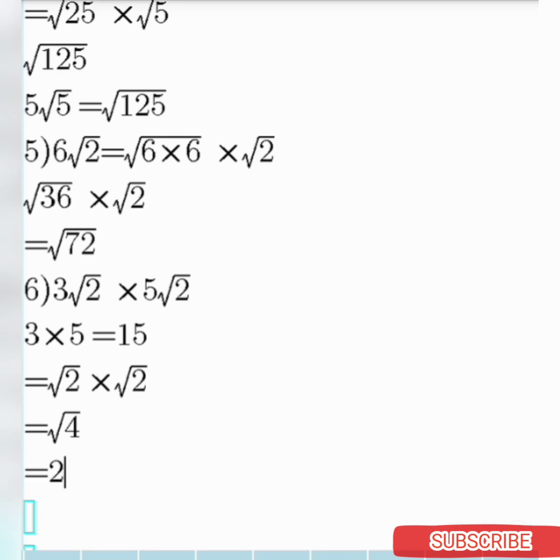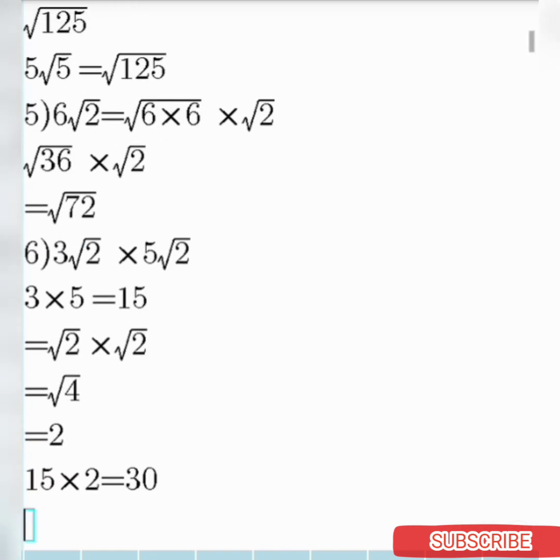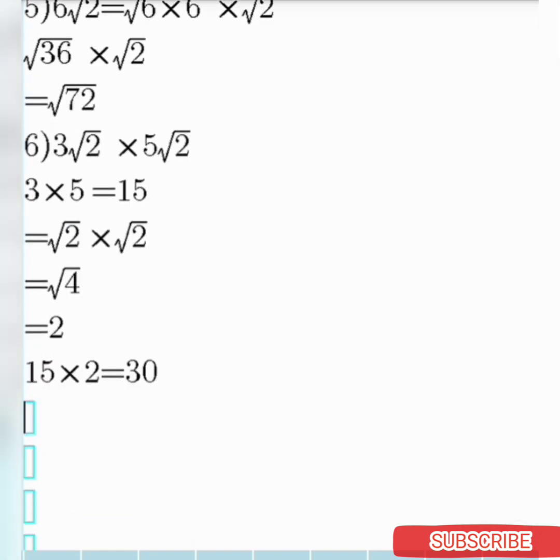So going to your initial place where you have your 15, for you to get your final answer, you now have 15 times 2, which is equal to 30. Since 15 times 2 is equal to 30, this is your final answer. So you can state it by saying 3 root 2 times 5 root 2 is equal to 30.